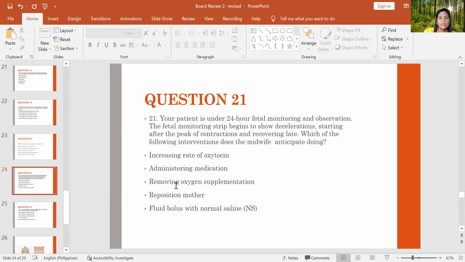The answer for this is reposition the mother. Again, to increase the circulation, for better uteroplacental blood flow, we have to reposition the mother into the left side.